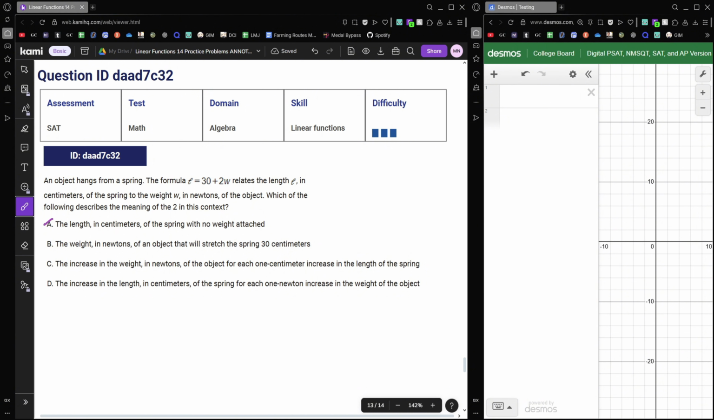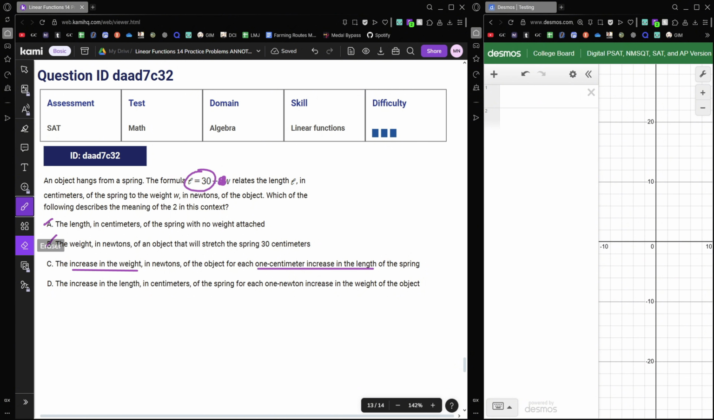B. The weight in newtons of an object that will stretch the spring 30 centimeters. Well, we already know that when the weight is 0, the length would be 30, so the weight would definitely not be 2. C. The increase in the weight in newtons of the object for each 1 centimeter increase in the length of the spring.